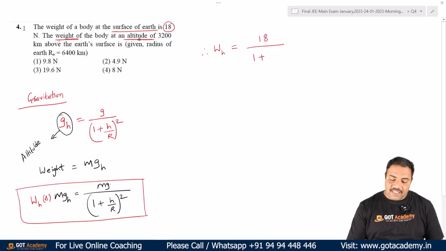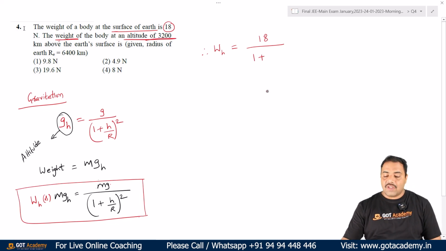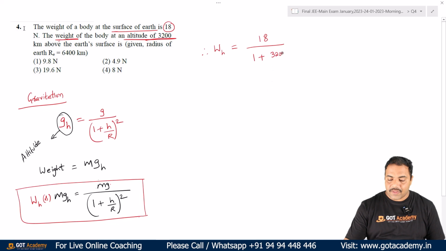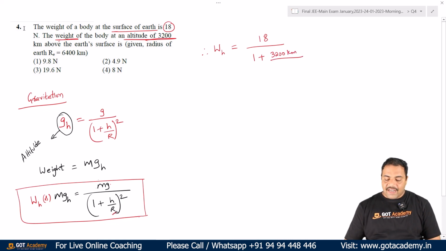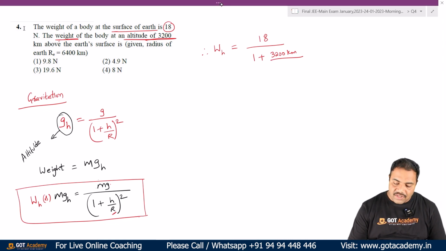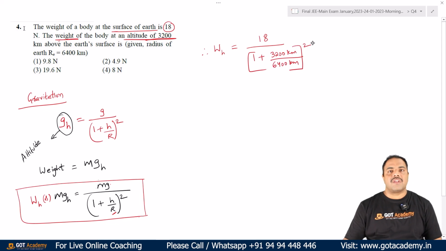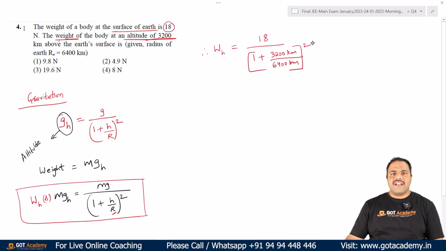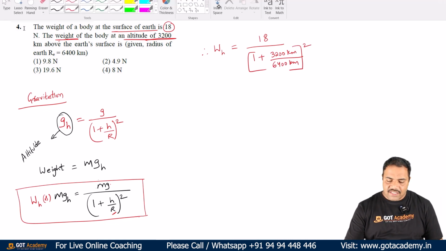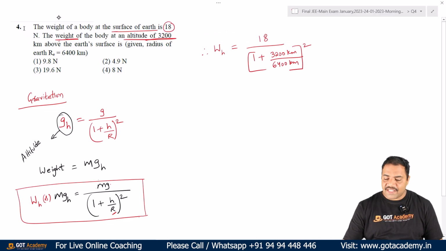What is the height? Height is nothing but altitude, 3200 kilometers, by R. So what is this R here? R stands for the radius of Earth, which is equal to 6400 kilometers. So let us substitute that: 6400 kilometers. Like this, simple substitution. Now we can simplify it, right? So if I simplify it, what do I get?